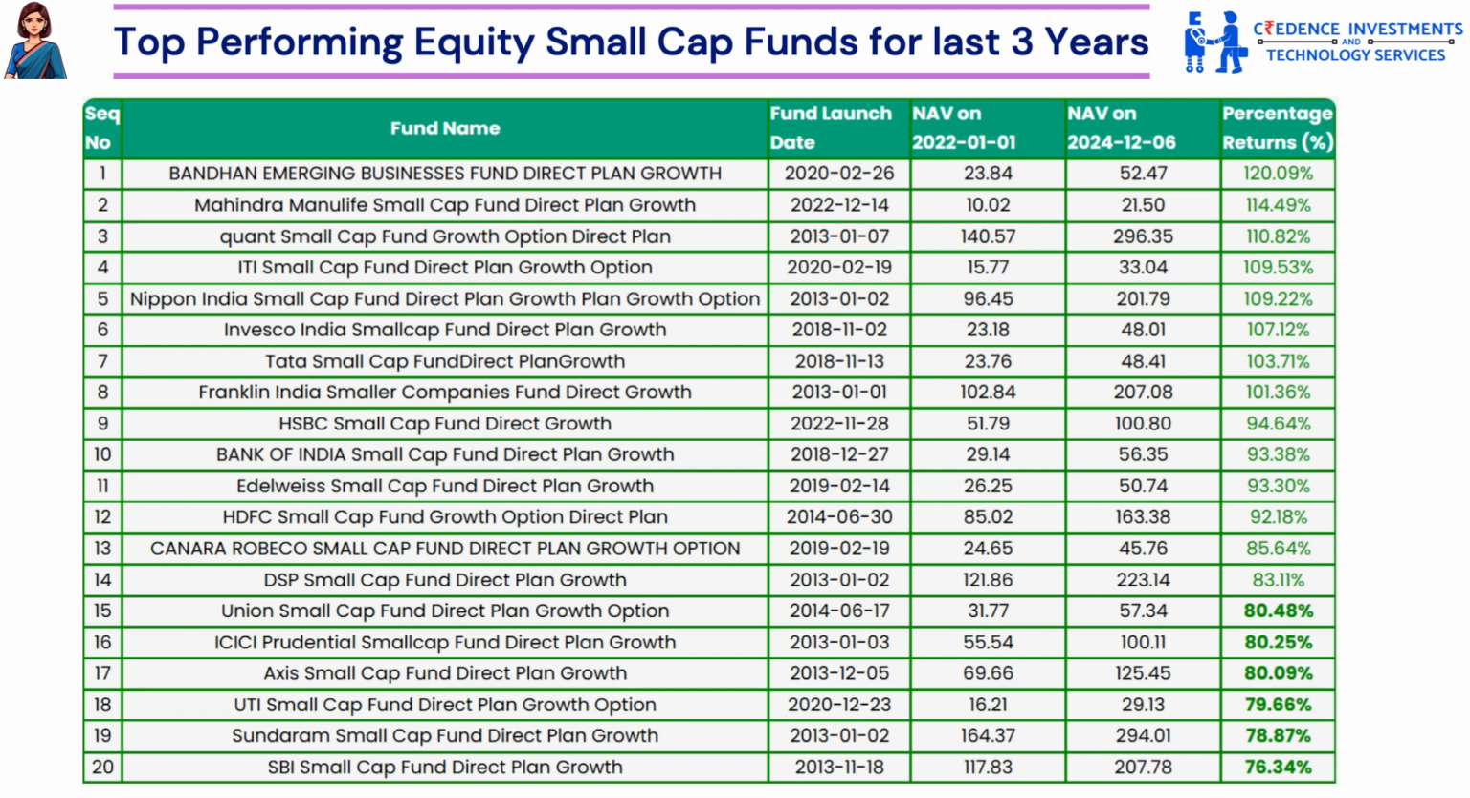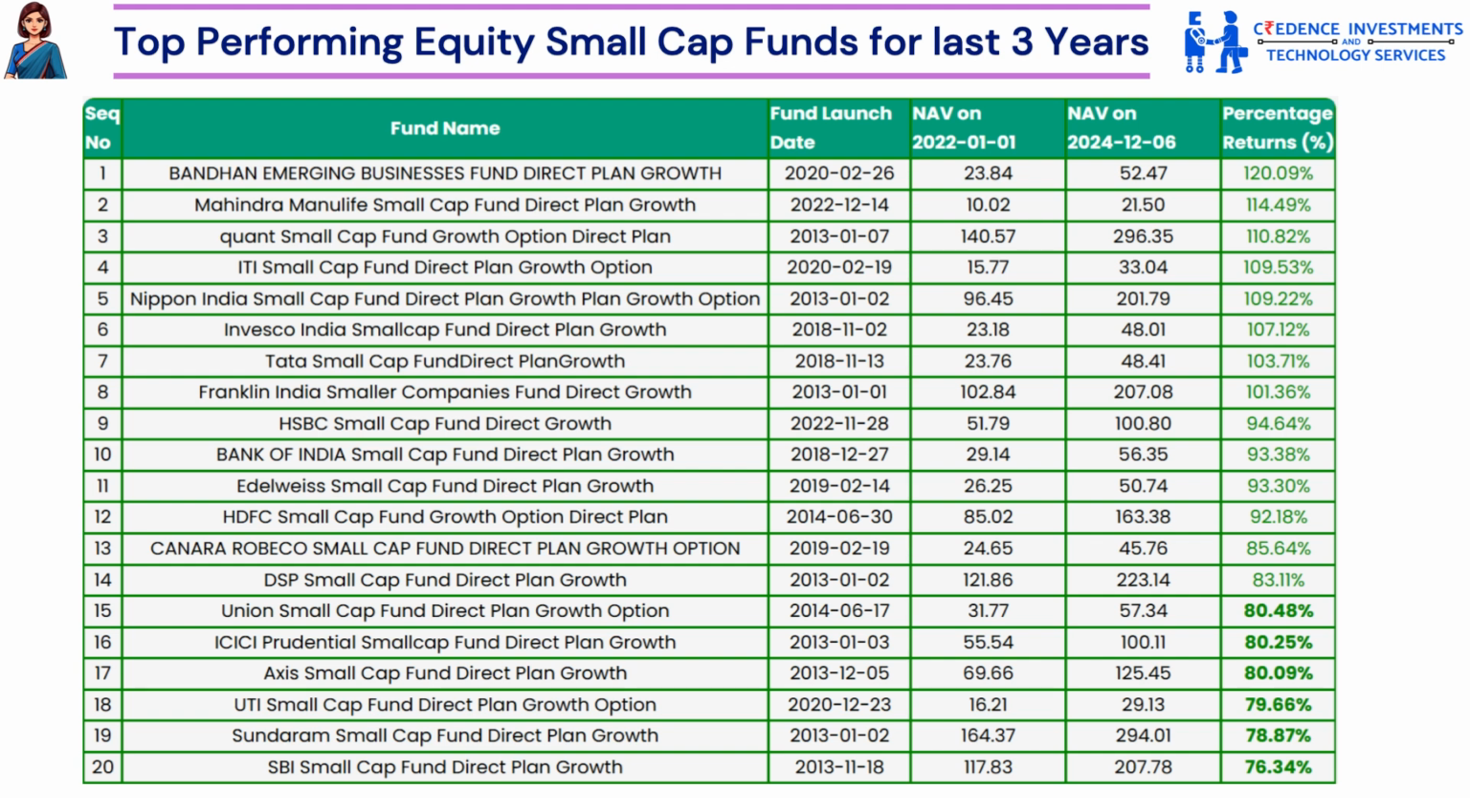Key observations. 1. Bandhan Emerging Businesses Fund leads with the highest returns, 120.09%, over 3 years. 2. Mahindra Manulife Small Cap Fund, 114.49%, and Quant Small Cap Fund, 110.82%, are strong performers. 3. 10 funds delivered over 100% returns, reflecting strong small cap growth. 4. SBI Small Cap Fund, 76.34%, is the lowest performer among the top 20 but still shows solid gains.